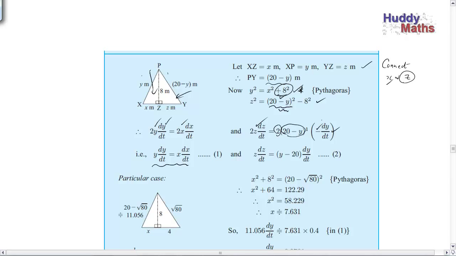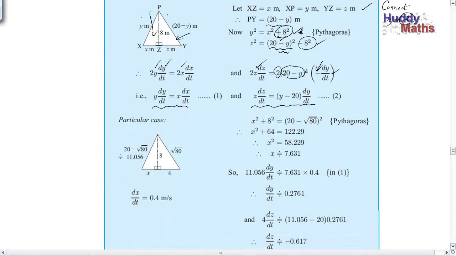Just what's that negative in there? Okay, and the derivative of a constant is 0. So we've now got two expressions we can rearrange to get this here. So we've got dy by dt and dz by dt, and we can use dy by dt to come across in a minute.